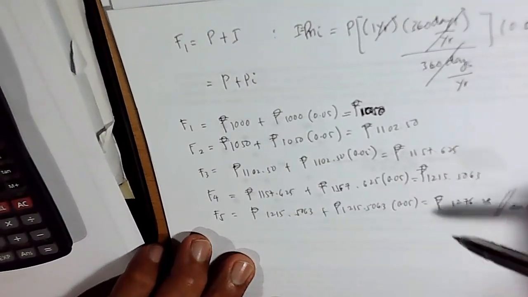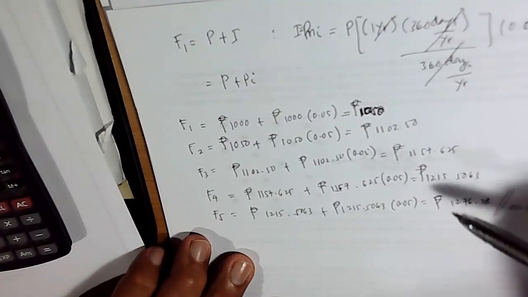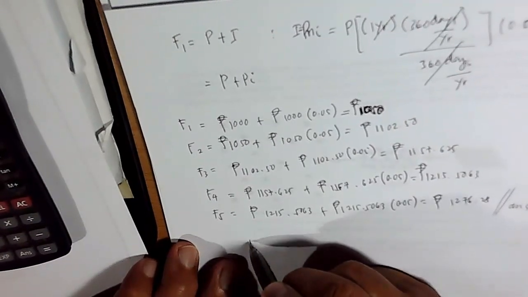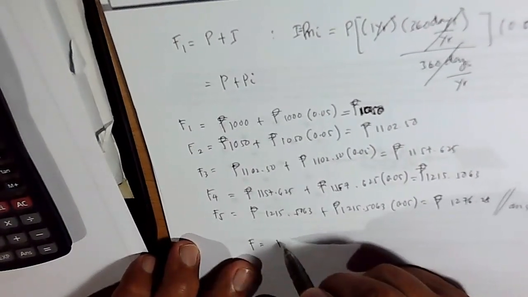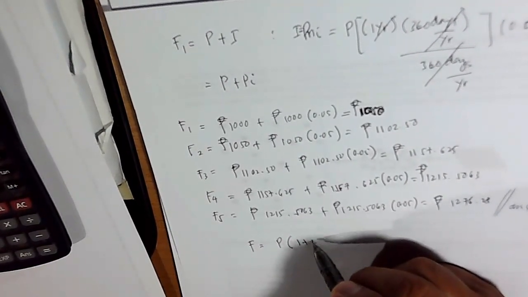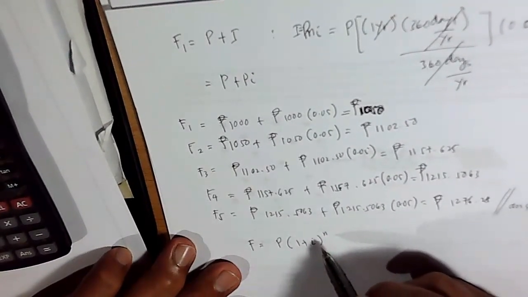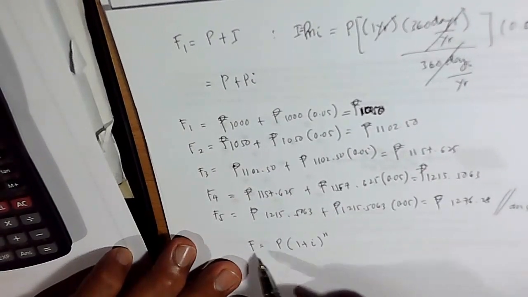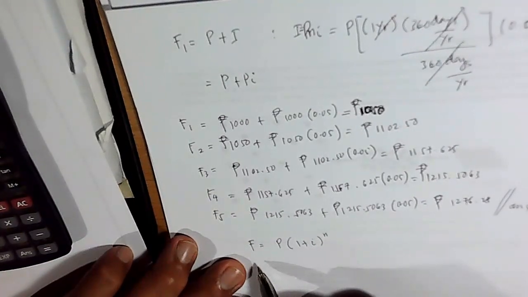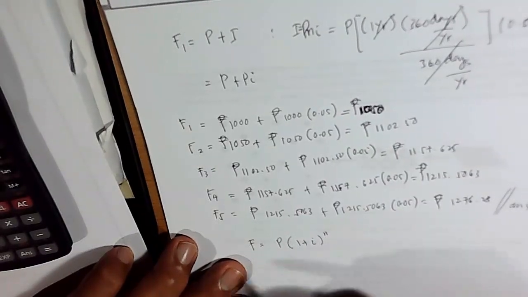However, since you compute this manually and you have a very long solution, you can compute it by formula, and our formula is F equals P, quantity 1 plus I to the n power, positive since it is future. If this is future, then your n is positive. If your principal is the unknown parameter, then this will become negative.